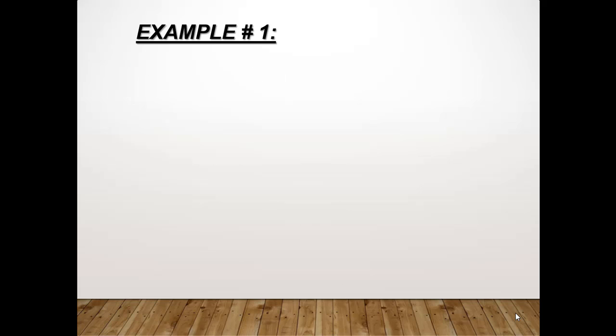Okay, number one example. In this example we have two kinds of brackets. The first one is the small bracket or the circle bracket, and the second one is the curly bracket. So the sequence to solve these kinds of brackets is, first of all, we are going to solve the small brackets and then the curly brackets.